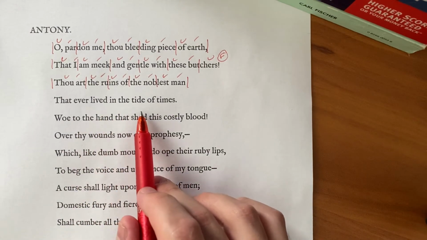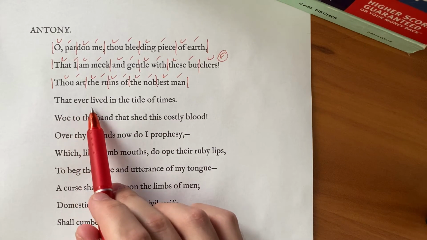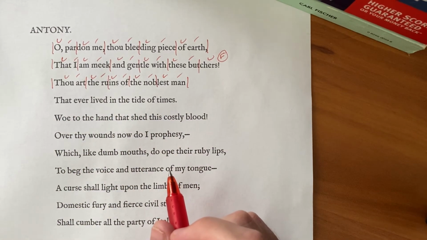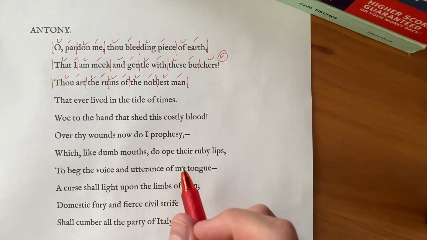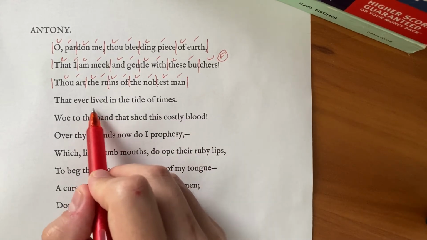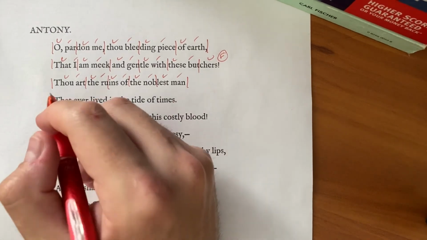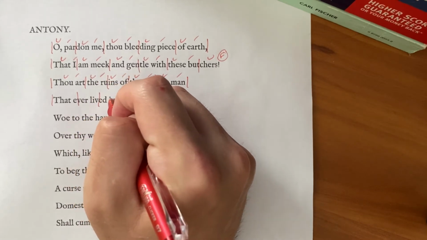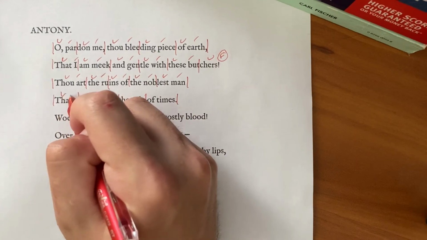"That ever lived in the tide of times." So we know this one's short. That ever lived in the tide of times. I believe that's 9. Yeah, so we need one more. And I can probably get one with this word lived. We can change this to livid. So let's see. That ever lived in the tide of times. Great.